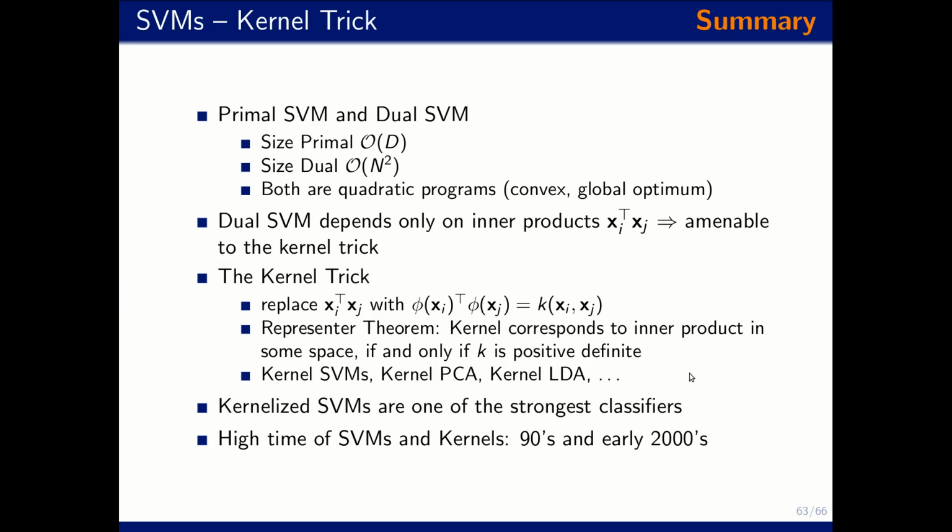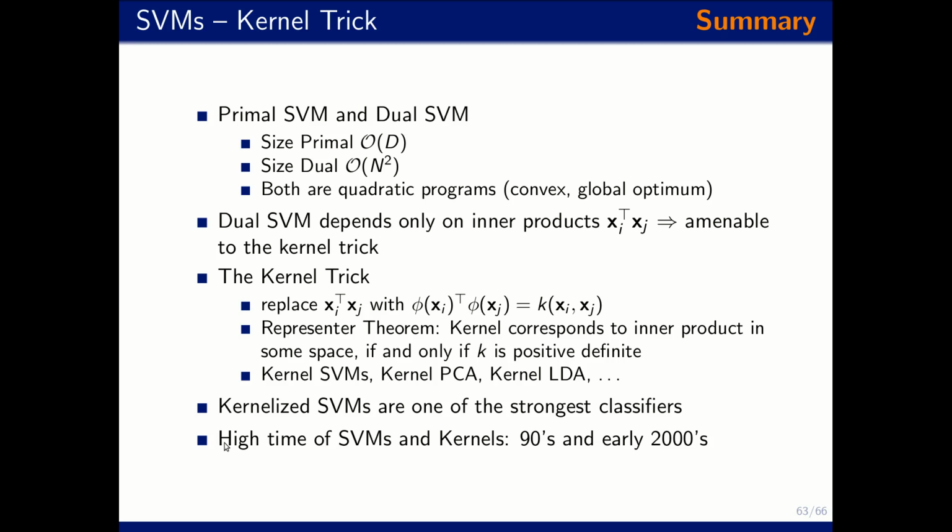So it's pretty modular. As soon as you can reformulate your algorithm to work only with inner products, you can kernelize it and essentially get a whole library of new algorithms. Kernelized SVMs are pretty strong. So if you have a classification problem, one of the first things you should try is kernelized SVMs and random forests. So kernelized SVMs are pretty strong.